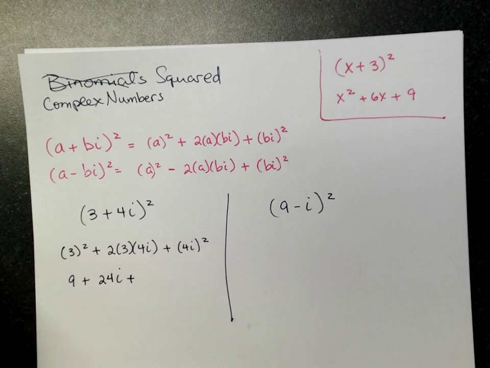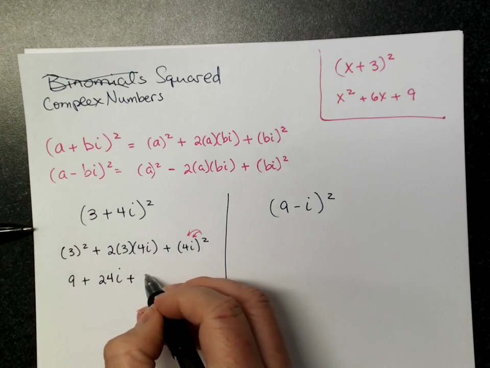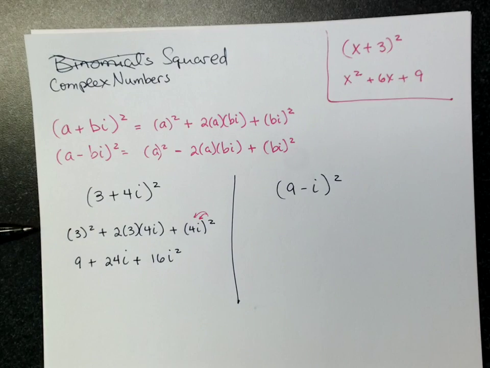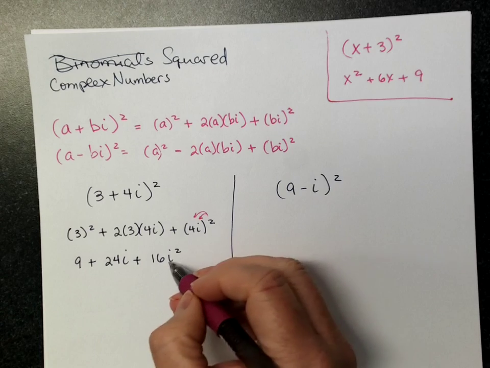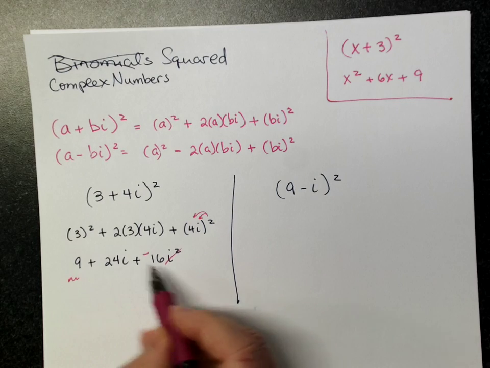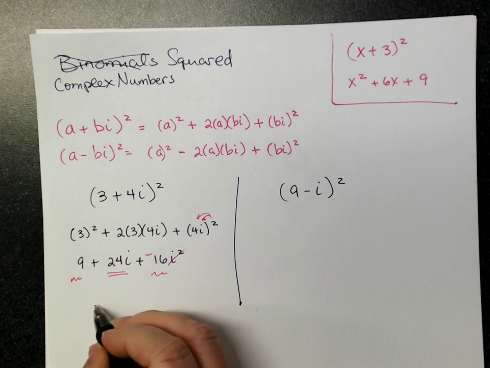Plus, now that would be real, this is why we use parentheses, that square goes to the 4 and the i, so plus 16i squared. But because we have the i squared, it becomes negative. And now we can combine the first and the last, because those are numbers, but not the middle one.